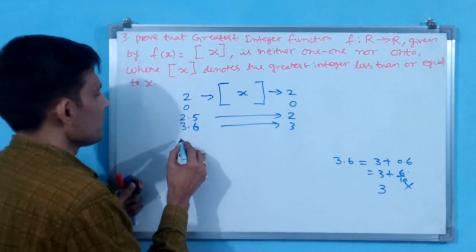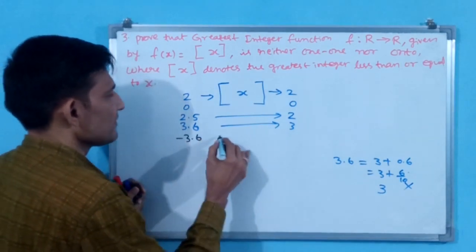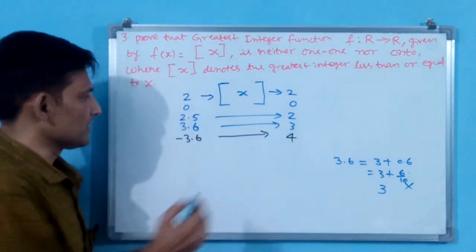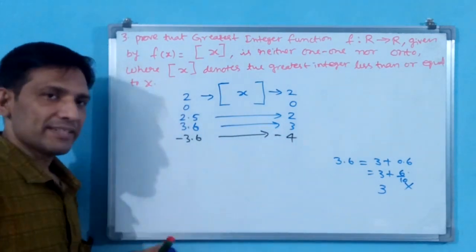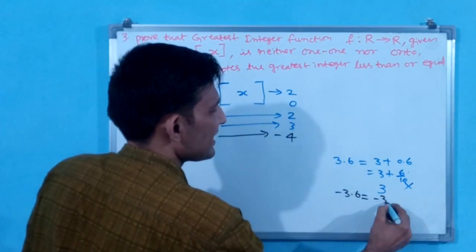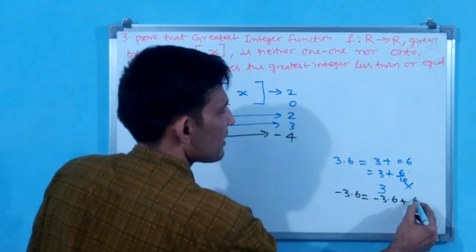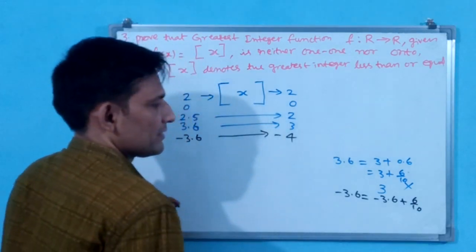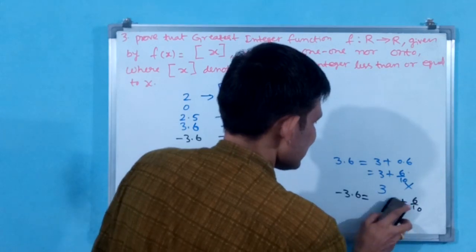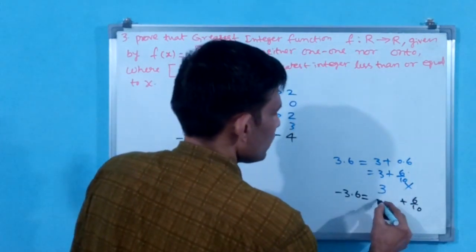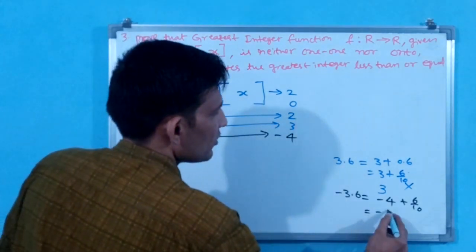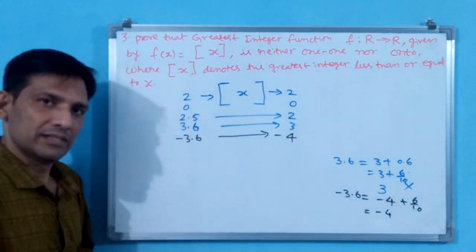And what about negative? Say minus 3.6 is given, then it will give minus 4. Minus 3.6 is minus 4 plus 6 by 10, that it will make. Then the result is going to come minus 4 only. Okay.